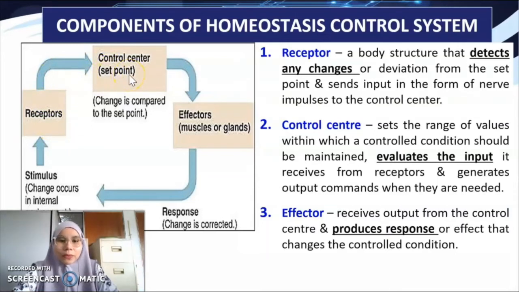The control center will evaluate the input and it will generate output commands where they are needed. So the control center will evaluate the input, and after that they will send commands to the effector. The effector will receive input from the control center and produce a response or the effect that changes the controlled condition. So the effector, for example muscles or glands, will produce the response that will correct the stimulus that is detected by the receptor.